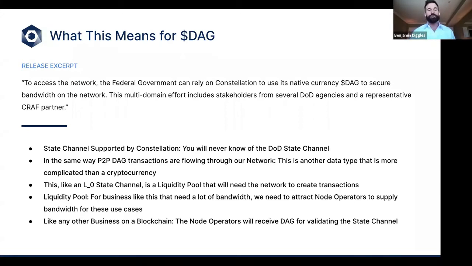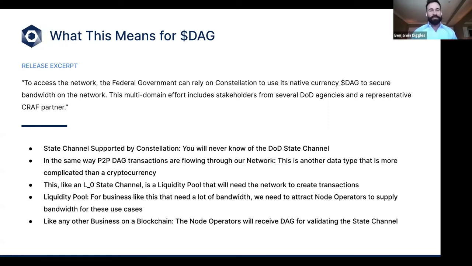So the future state of this is that we're working on a state channel that's supported by Constellation. And what I mean by that is that this is a licensed state channel exercise with this customer, but this is opening up. And to that point, you're never going to know of the DoD state channel. So that's like one of those things we'll always keep rather quiet. There's not going to be something where you can monitor this thing and whatnot.